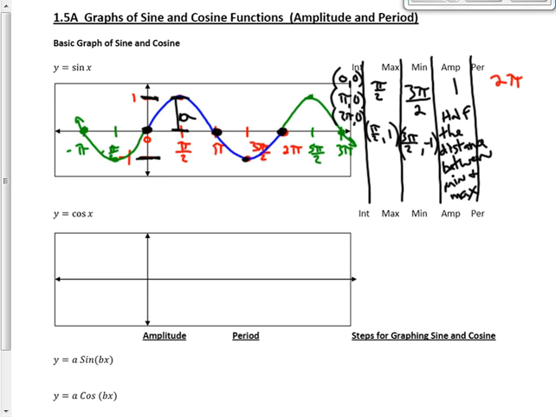The maximum was at pi over 2. That's the only one between 0 and 360. The minimum at 3 pi over 2, and so on.